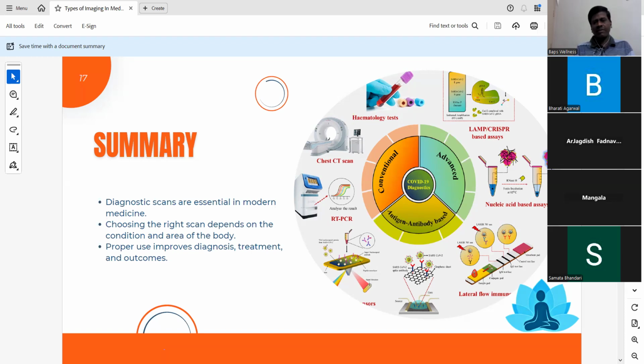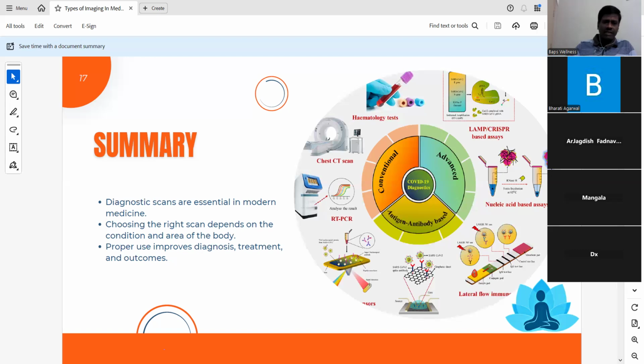MRI uses magnetic fields and also radio waves to create detailed images, and similar to CT, this also can be used in all the areas, but there is no radiation in MRI. It's a very detailed one, but no radiation. That is a major difference. The image is also very superior compared to CT.